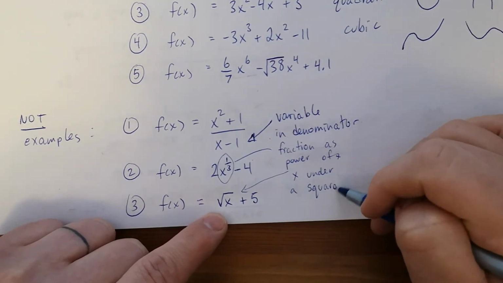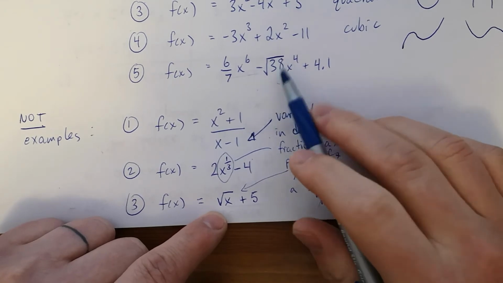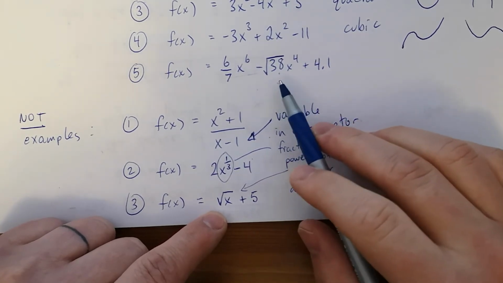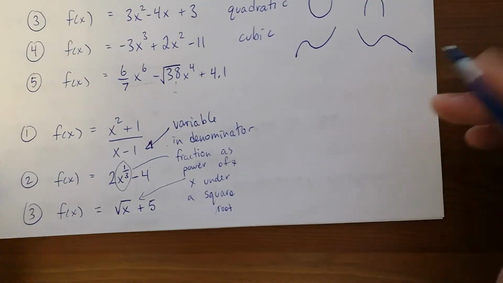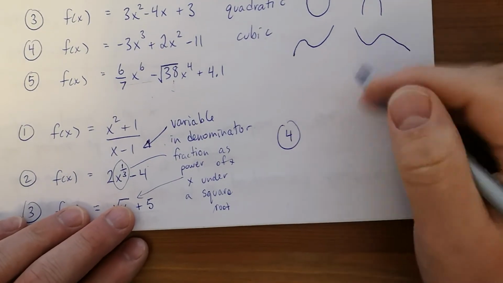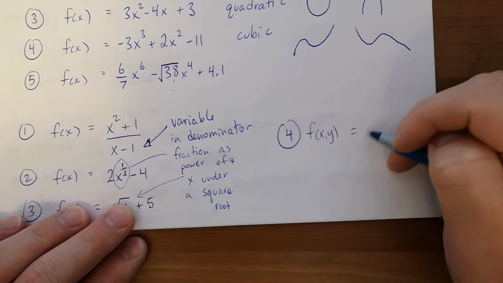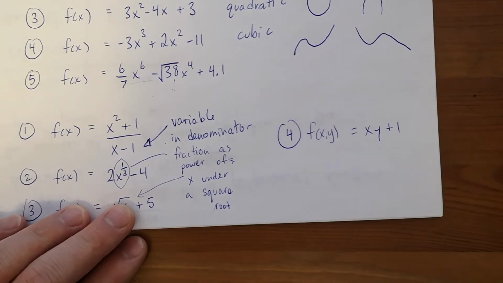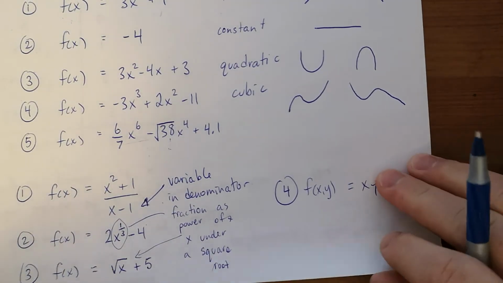I want to point out that this is different than example 5. You can have a number under a square root. That's just the coefficient. It's okay. You cannot have x under a square root. Another example I'll just add here quickly is you can't have a function of 2 variables. So if you see like xy plus 1, that's not a polynomial. Okay. I don't think I'm going to try to confuse you with that, but it's good to know.